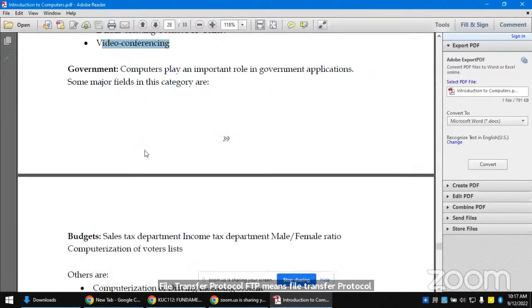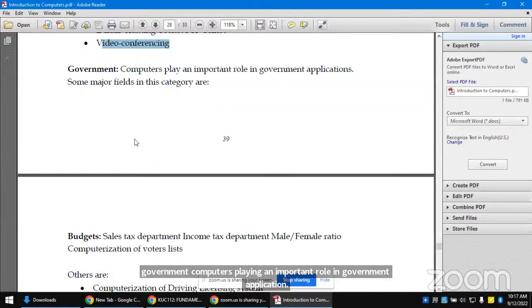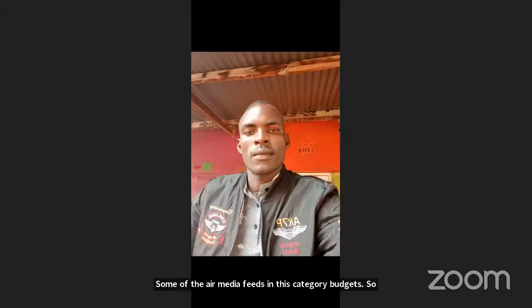Then government: computers play an important role in government applications. Some of the major fields in this category are budgets. So what are the advantages of computers? This is another area we have to look at. So, advantages of using a computer.